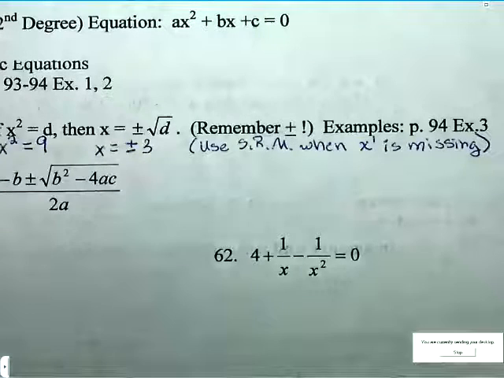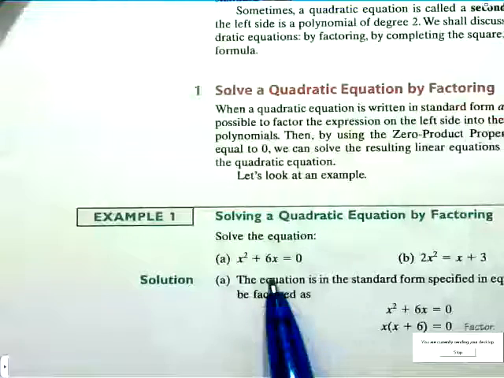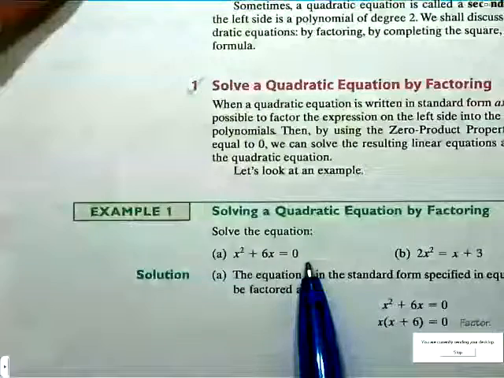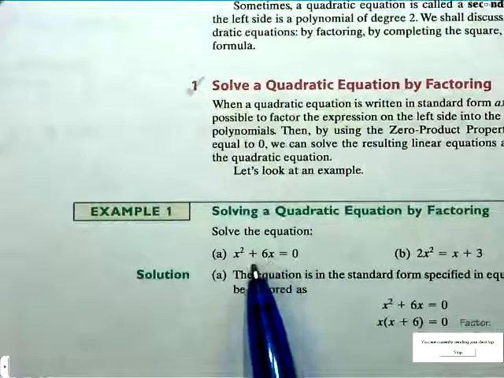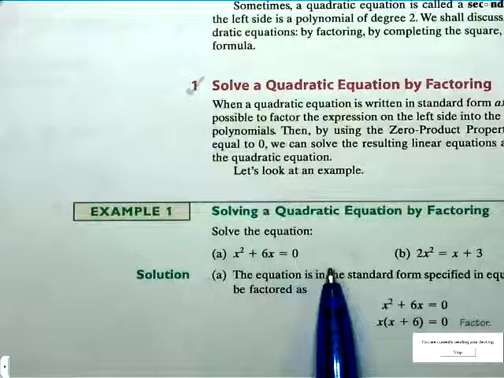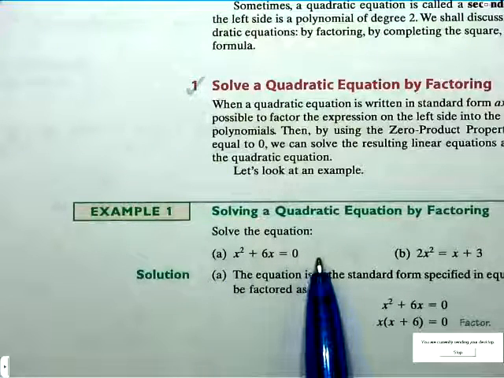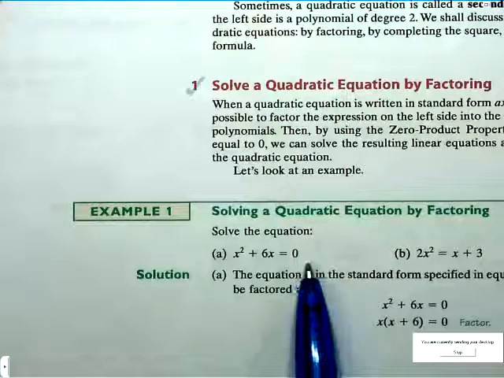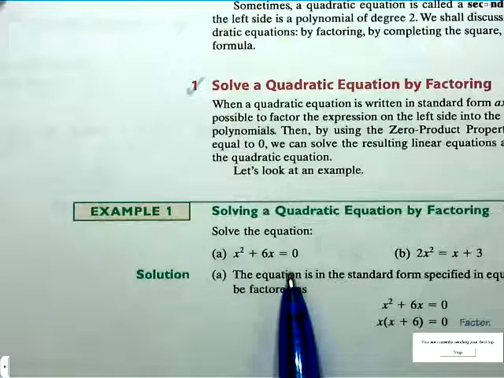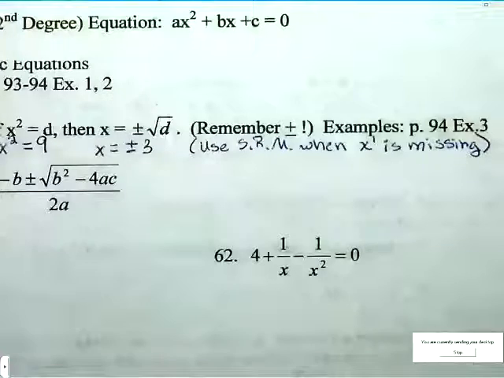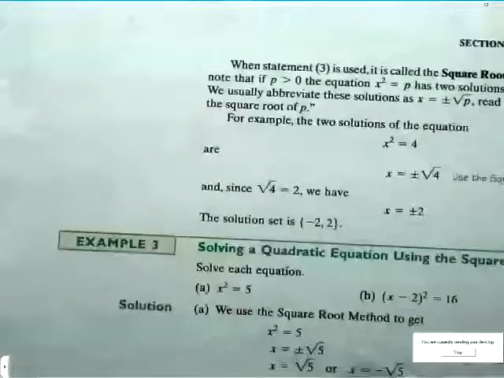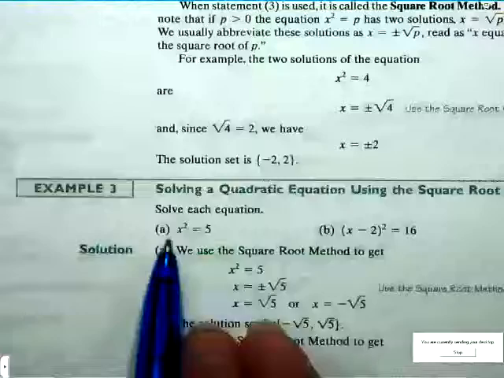I could not have used the square root method on this problem because I had an x squared and an x. I had that first degree term. If I took the square root of both sides, well, even if I got the x squared by itself, I'd be taking the square root of negative 6x on the other side. That won't work. You can only use the square root method when you're missing your first degree term, which was the case here.